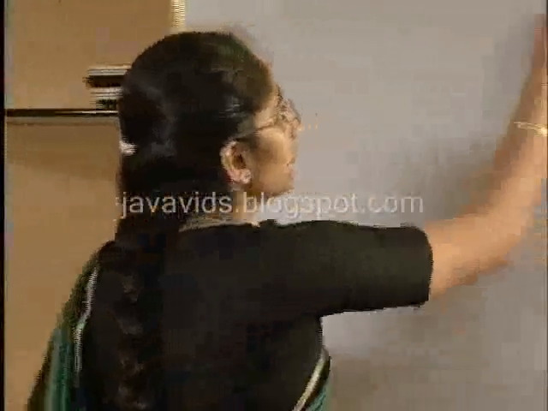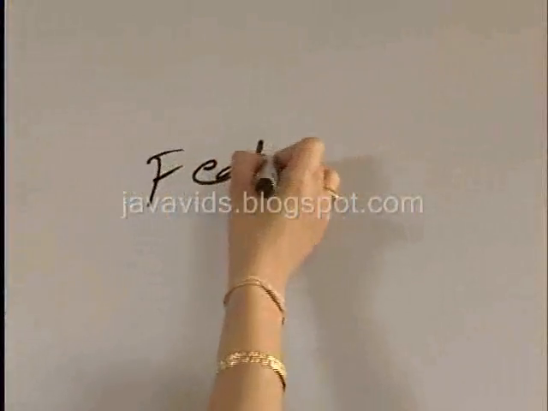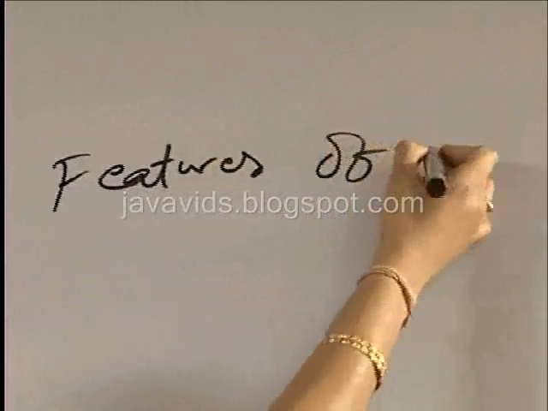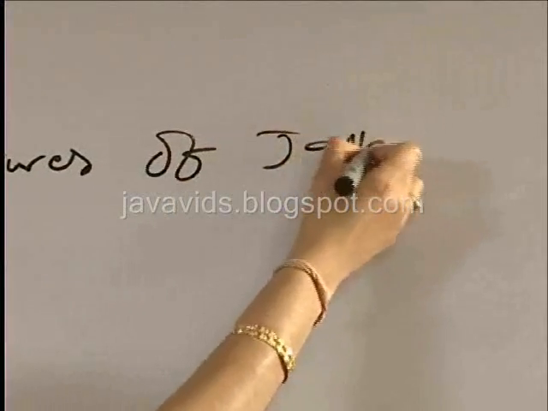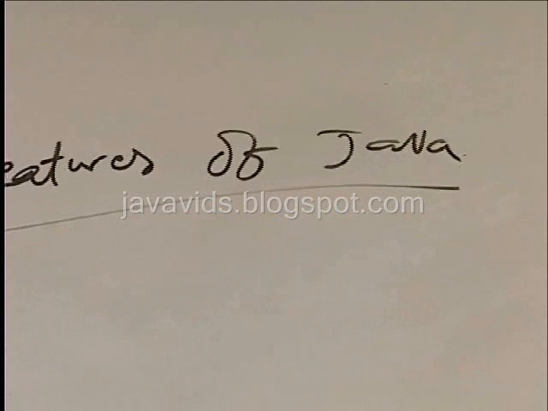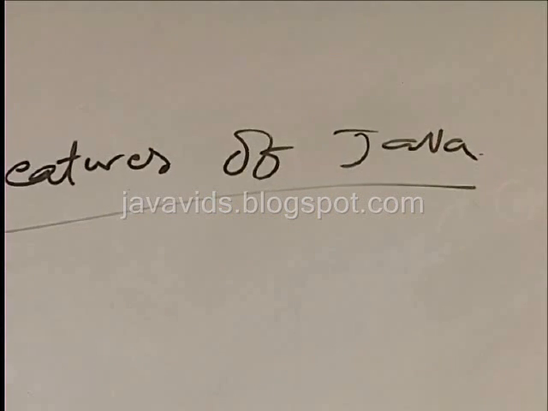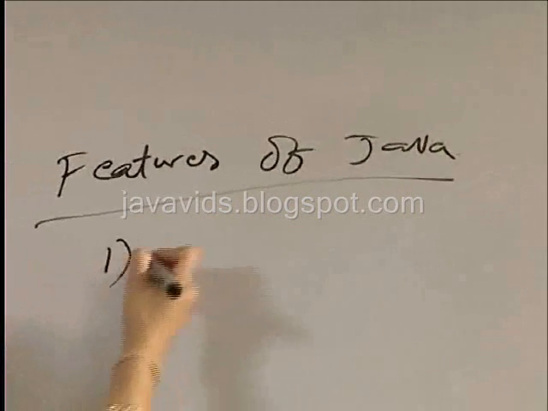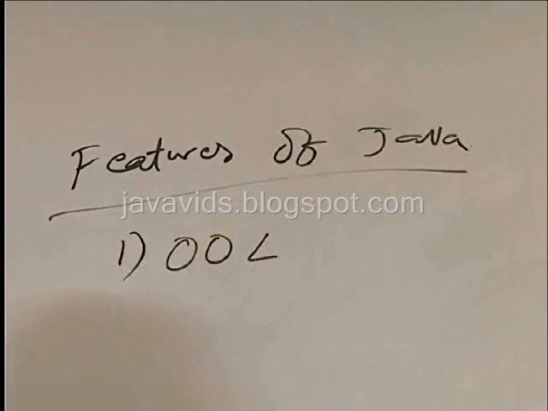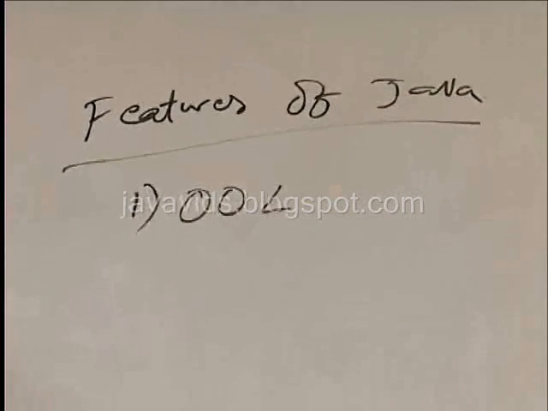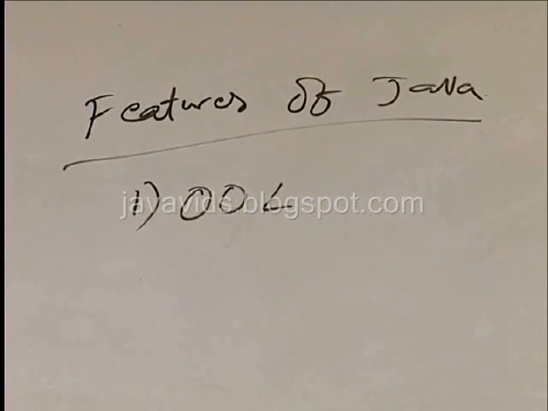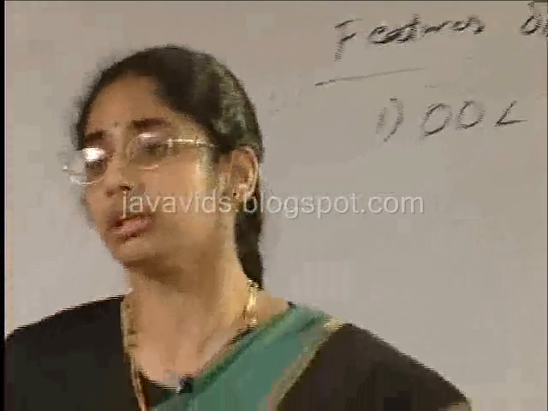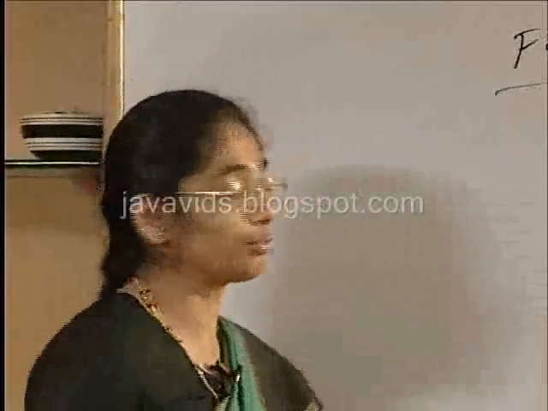Now let's look at what are the features of Java. First of all, we know that Java is an object-oriented language. Java is almost a purely object-oriented language. One example of a purely object-oriented language is Smalltalk.